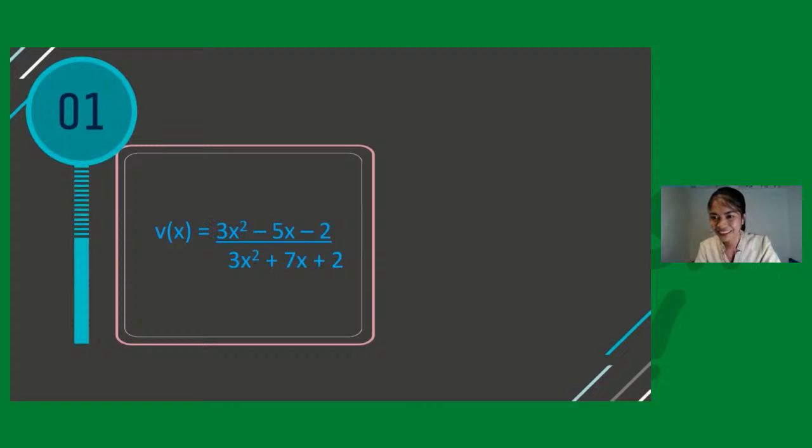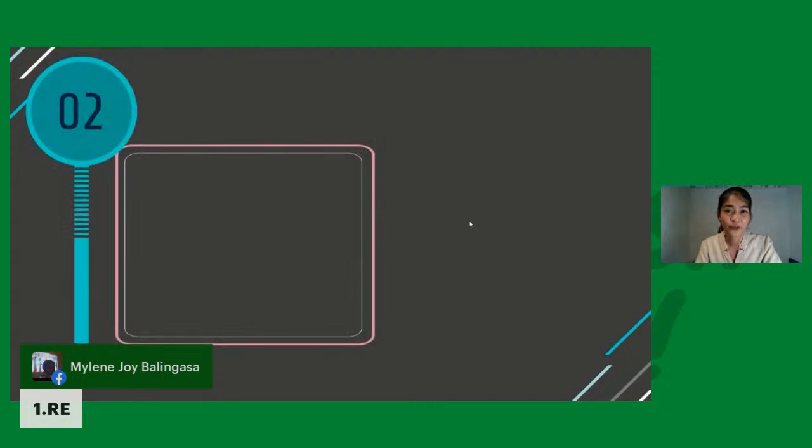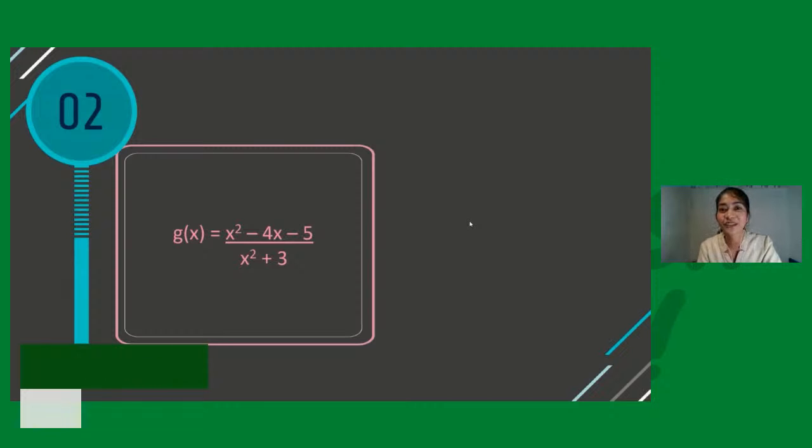Okay, is that RF or NRF? I'm seeing the correct answer. Sabi ni Seth Gaspe, that is RF. Let's see if that is correct. Okay, the correct answer here is RF. This one is a rational function. Very good.